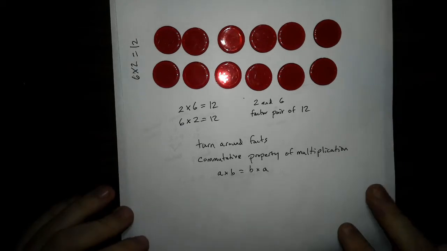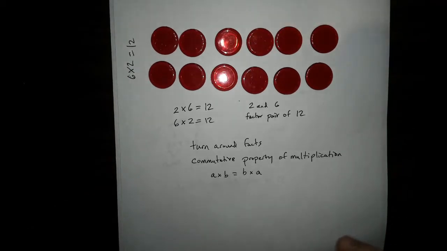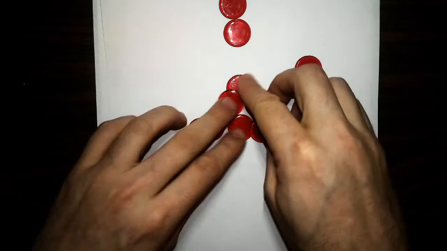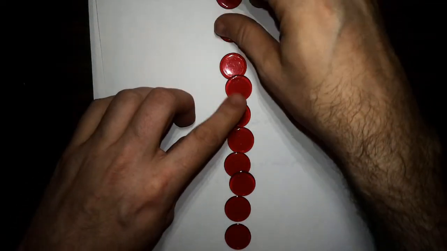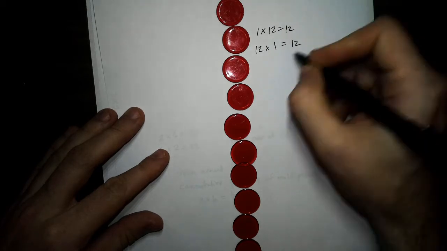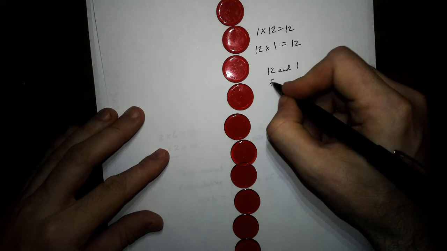So let's see if we can make any other arrays out of these 12 counters. I'm going to slip another sheet of paper in underneath here. I can think of one other way that I can do this, and that is just to make one big long column of counters. And I'm going to have to kind of squeeze these in. It may not all fit under the camera at once, but I'll move it back and forth so you can see that I have one big long column of 12 counters. So I can say this is a 1 by 12 array, or if I turn it this direction, I can say it's a 12 by 1 array, and I can say 12 and 1 are factor pairs of 12.